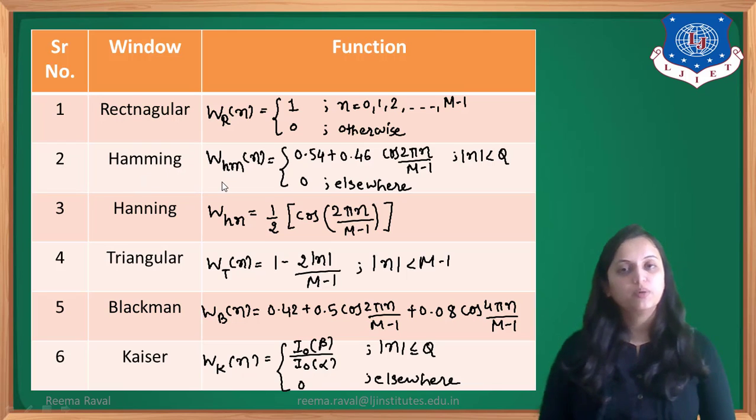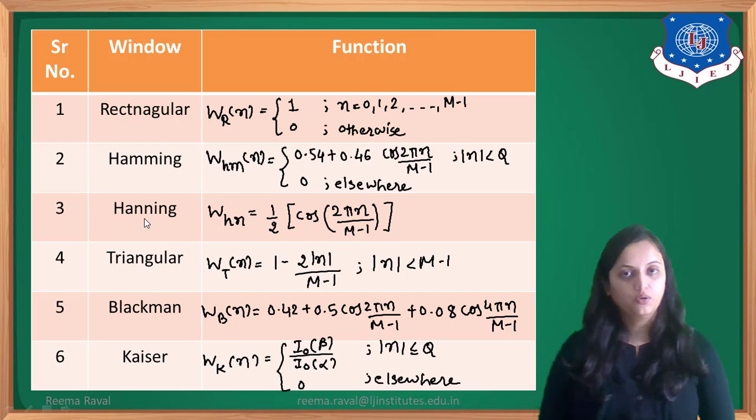Second is the Hamming window. The Hamming window is denoted as WHM(n), where HM stands for Hamming window and W stands for windowing method for n discrete instances. The function over here is 0.54 plus 0.46 into cos of 2 pi n upon M minus 1 for the instances n less than M. It is 0 elsewhere.